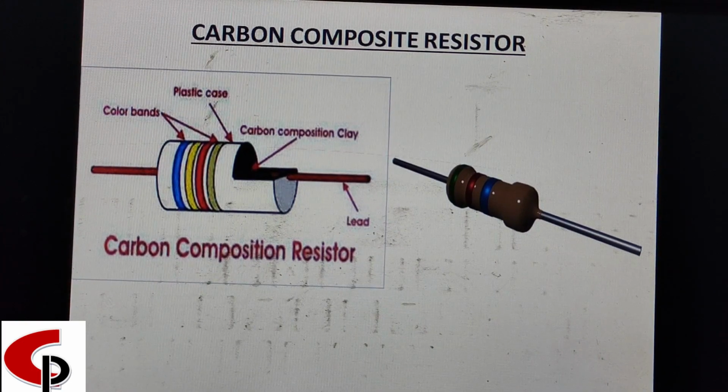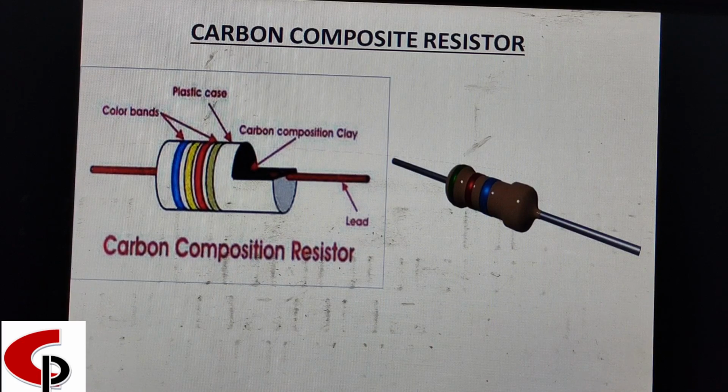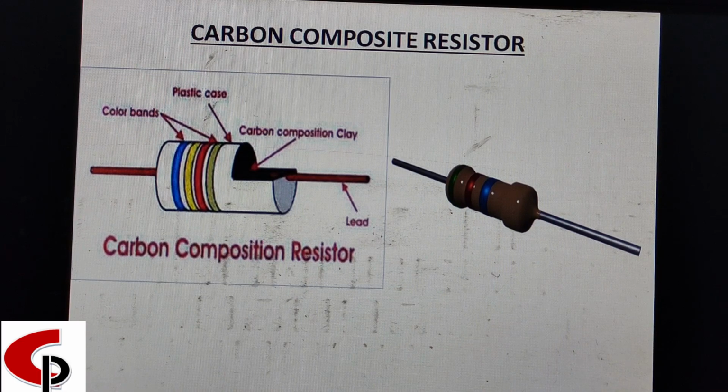Then, what are the advantages of the carbon composition resistor? The major advantage of the carbon composition resistor is its ability to withstand high energy pulses. The cost of the carbon composition resistor is low. Then, the disadvantages of carbon composition resistors are: they have poor stability, generate high noise, and have low accuracy. The most common problem in the carbon composition resistor is water absorption. When the carbon composition resistor absorbs water, the resistance may increase or decrease.